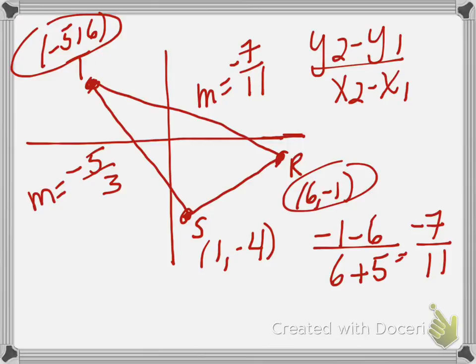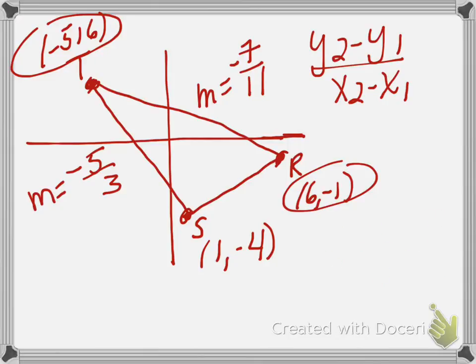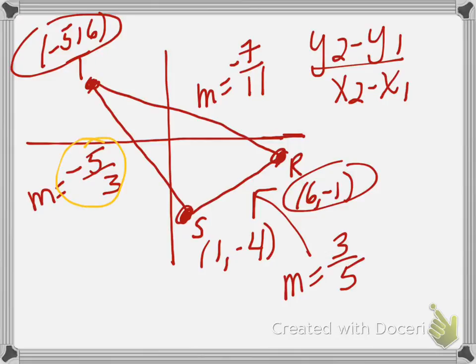Okay, and then we need one more slope. That will be from S over here to R over here, and that slope is 3/5. So if you compare the two slopes, negative 5/3 and 3/5, those are negative reciprocals of each other. That means that this must be perpendicular, and therefore it's a right triangle.